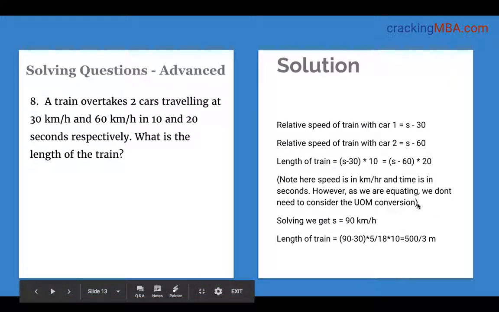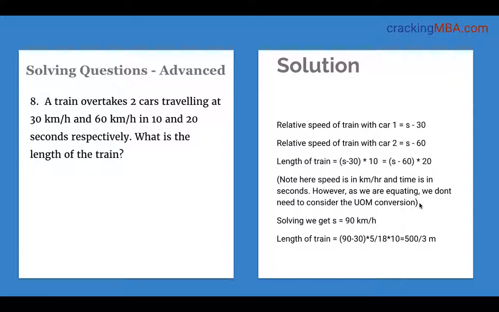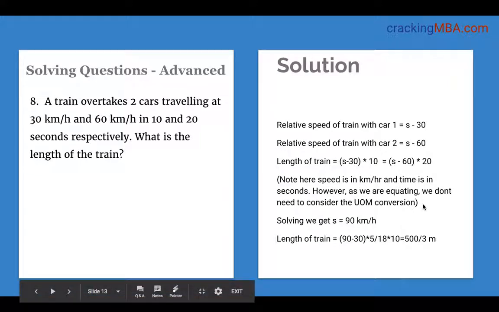If you notice one important thing in this equation, s minus 30 is in kilometers an hour, but 10 is in seconds. We are not converting seconds into hours or kilometers per hour into meters per second, because this is an equation and the conversions get struck off on both sides. So that's why you don't need to do the conversions. You can just multiply like this.